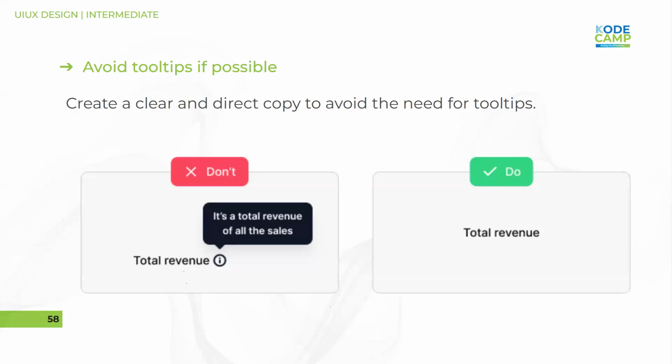That is duplication of things. We all know what total revenue is all about. That is the total sales that you have made. Already there is the total there, and then revenue. For anyone who has done business, you understand what revenue is all about. So just write total revenue. It was possible in this case to avoid tooltips, so if it is possible, avoid it at all costs.